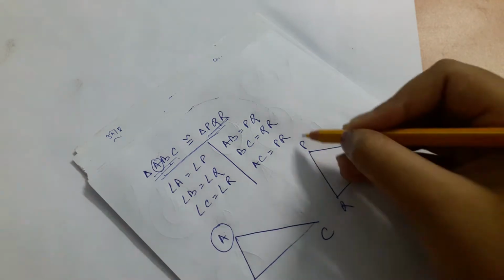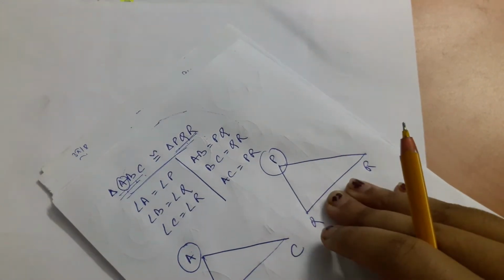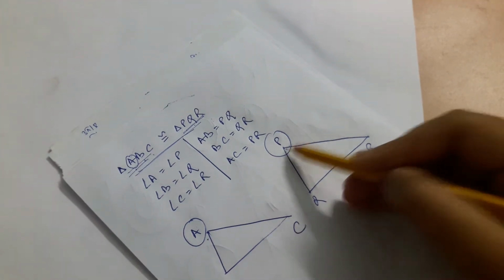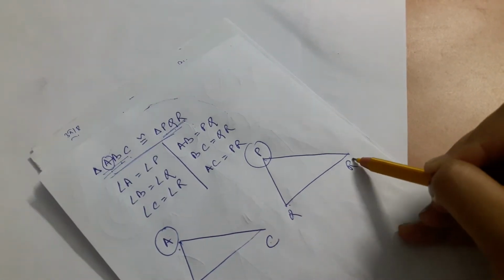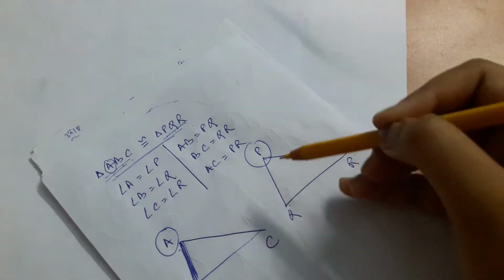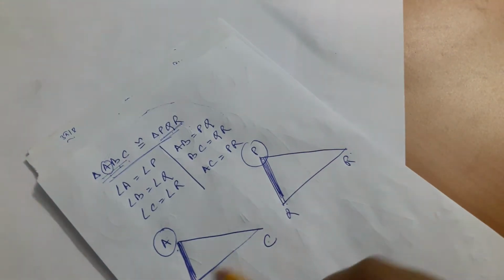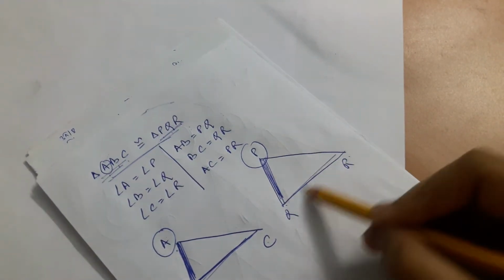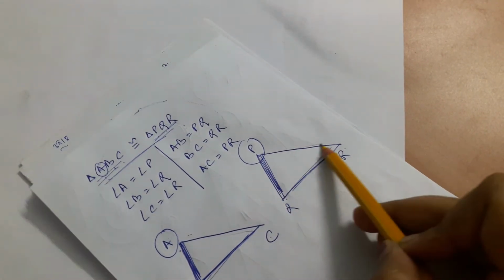That is, A and P, these two vertices: when I place one triangle over the other, A will be placed on P, B will be placed on Q, and C will be placed on R. It means that AB will be superimposed on PQ, these two sides. Similarly, BC will be superimposed on QR, and hence AC will be superimposed on PR.